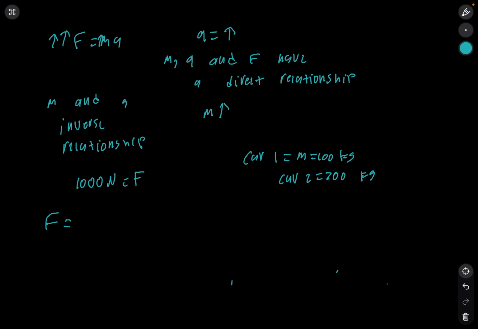We have F equals ma, so we can just solve for acceleration by doing F over m. From here, let's find the acceleration. For car 1, it's going to be 1,000 newtons over 100 kilograms, which is equal to 10 meters per second squared. Now let's see what the acceleration is for the second car. Since it's much heavier, I think you can already see where this is going.